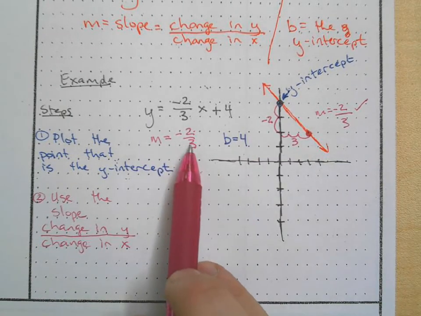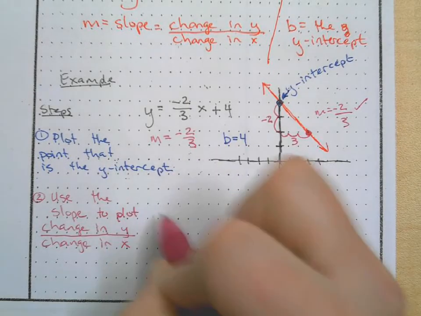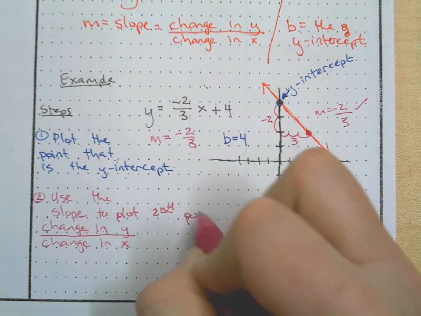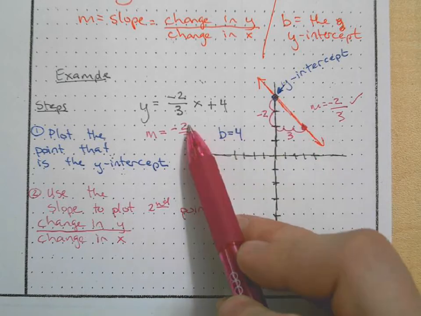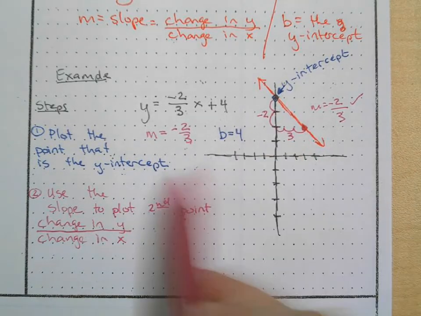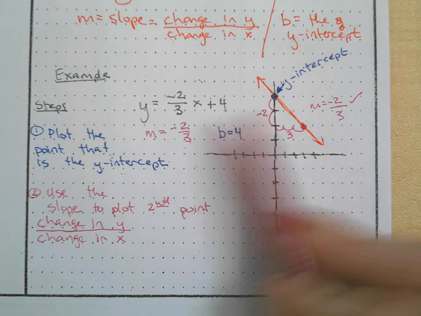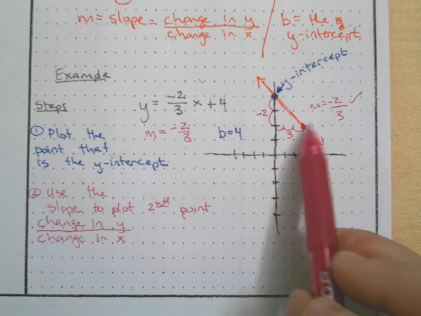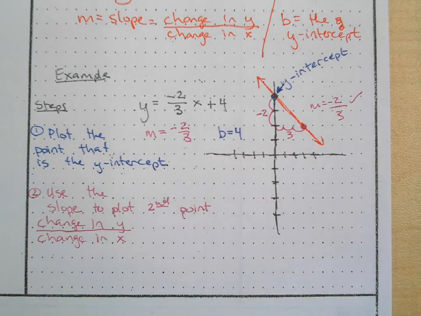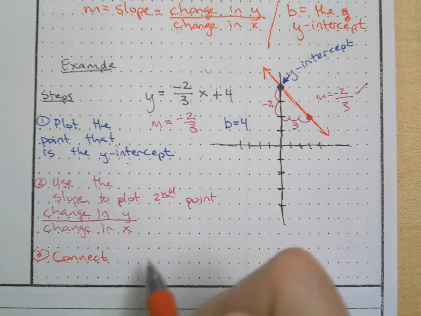And then I use the slope to find my second point. Use the slope to plot the second point. Let's add that in there. So I used the slope. I went down 2. Change in y was negative 2. And then my change in x was 3. So then I went right 3, positive 3. Then I plotted that second point, and the last thing we did, step 3, was connect the dots.